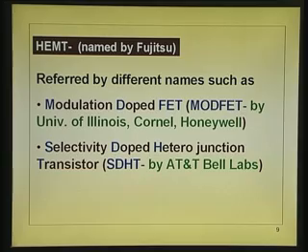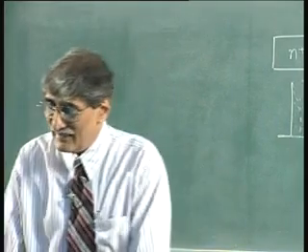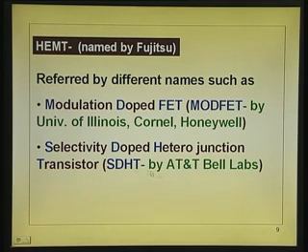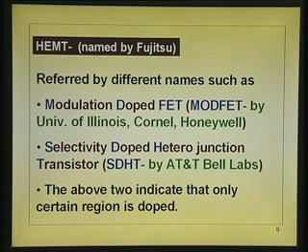Your doping is modulated. How do you modulate? One layer undoped, other layer doped. That is all this is. Then you call it selectively doped heterojunction transistor, by AT&T Bell Lab, and you do not have time to say selectively doped heterojunction transistor, do not have time to say SDHT, you call it as SEDIT.